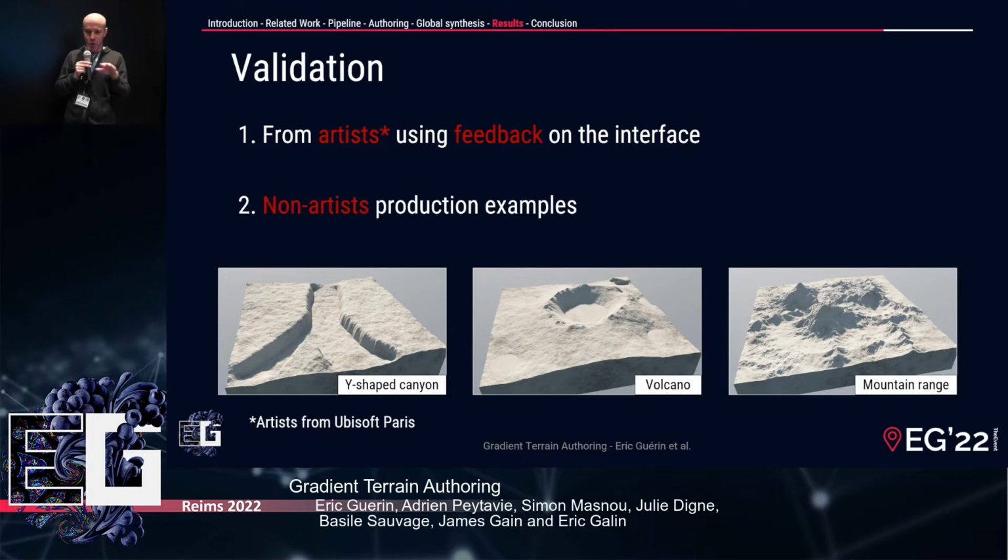We also asked non-artist users to author terrains according to a simple text-based description, within a 10 minute time limit. The three images that you can see on this slide show several examples: a Y-shaped canyon, a volcano, and a mountain range. The description was as simple as this: please try to author a Y-shaped canyon. And almost all users pointed out that the tools were easy to use with a quick learning curve.